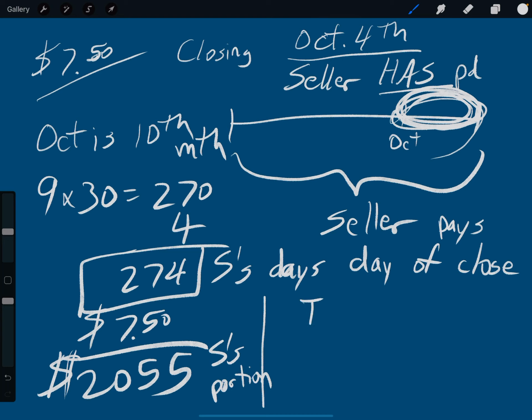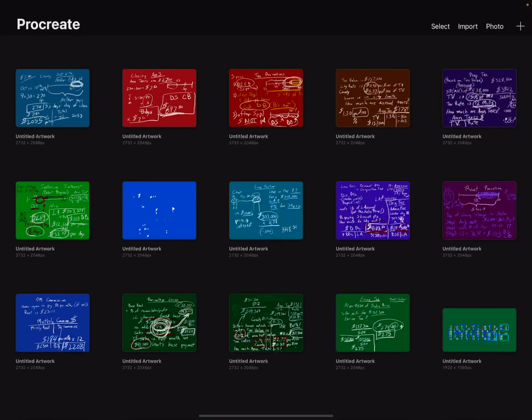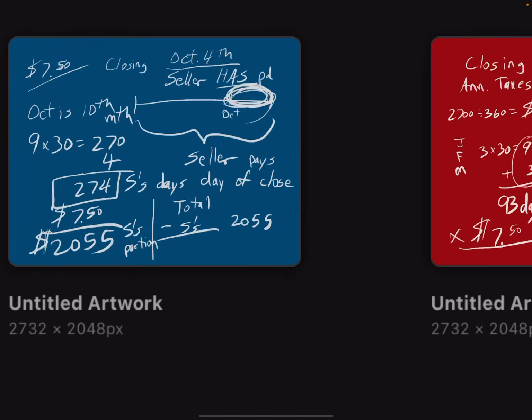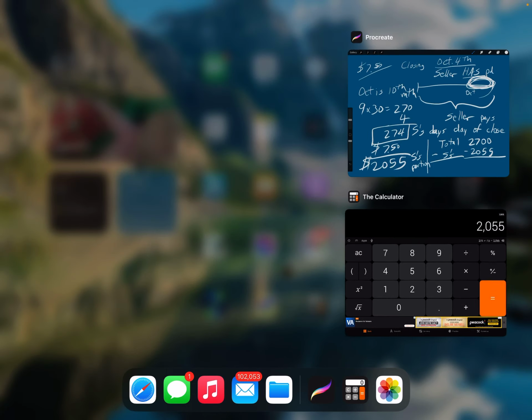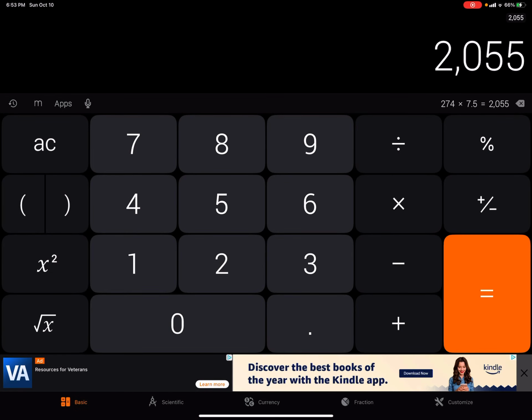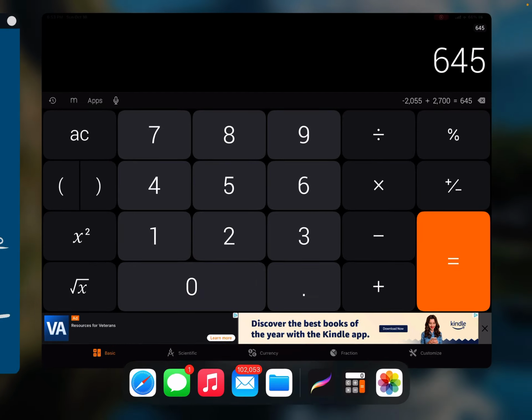It's just the total minus the seller's portion. So we know the seller's portion is $2,055. I'm going to have to look back and see what our total was. It was $2,700. That's what we were working with. So $2,700 was the total. The seller's portion is $2,055. 2,700 minus 2,055 is $645.